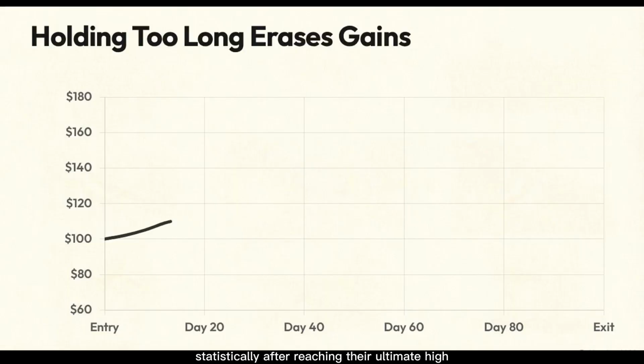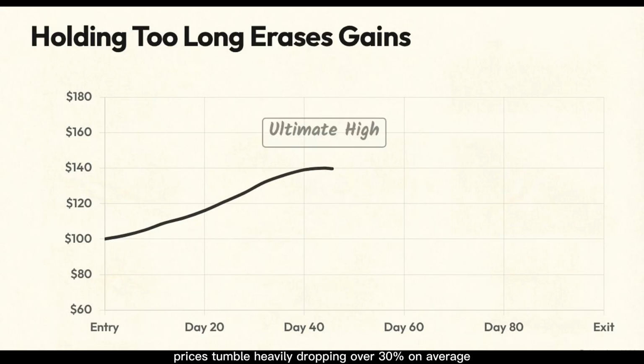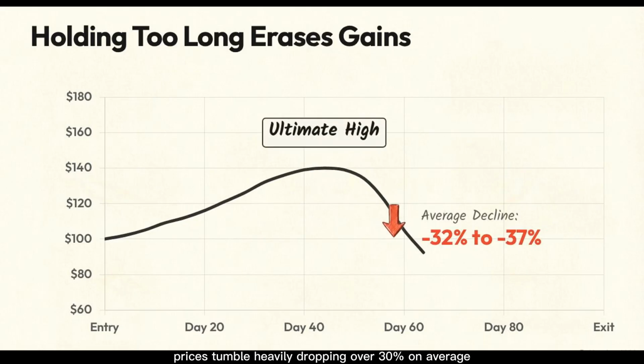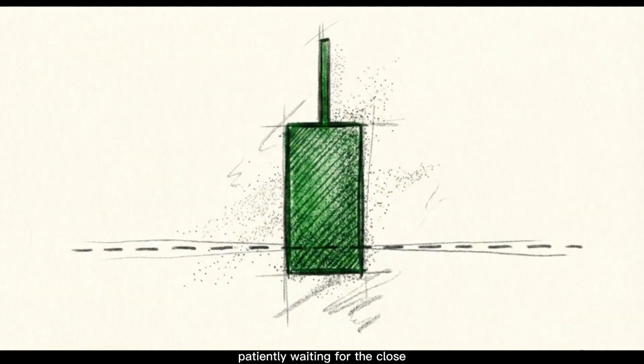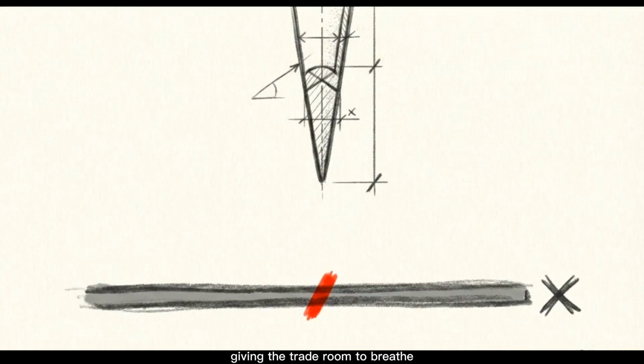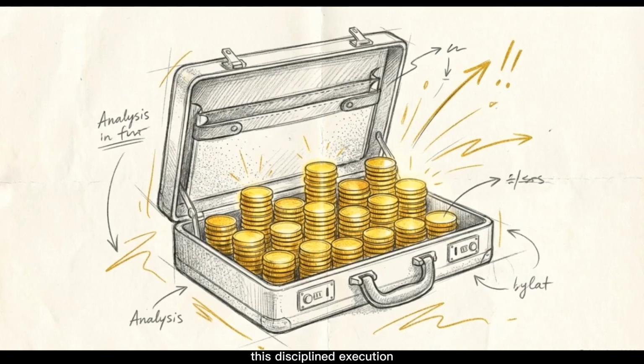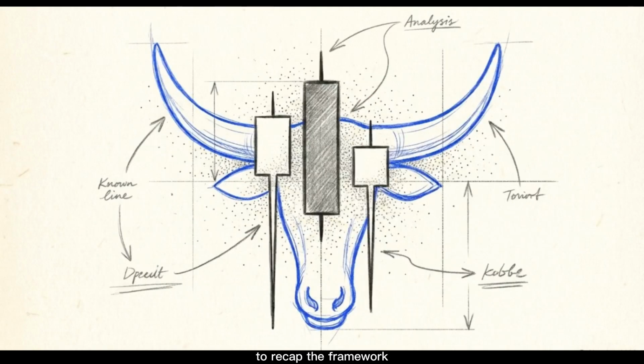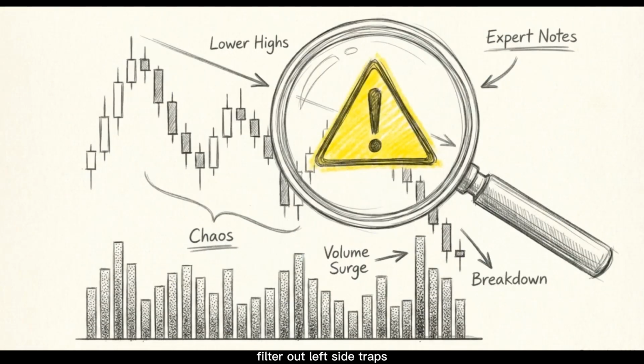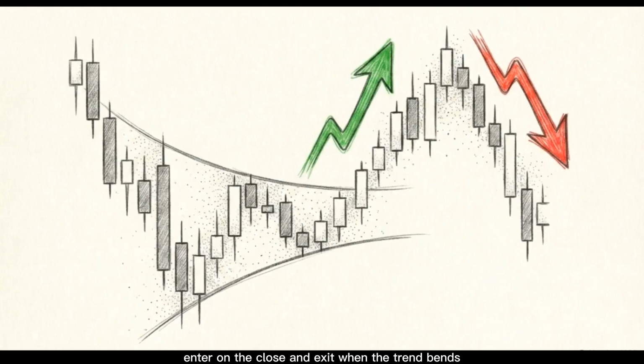Statistically, after reaching their ultimate high, prices tumble heavily, dropping over 30% on average. Holding too long guarantees you give back your gains. Patiently waiting for the close, giving the trade room to breathe, and selling the moment the trend breaks. This disciplined execution converts chart theory into actual profit. To recap the framework, spot the twin, 1-week separated spikes, filter out left-side traps, demand a tall pattern with heavy breakout volume, enter on the close, and exit when the trend bends.